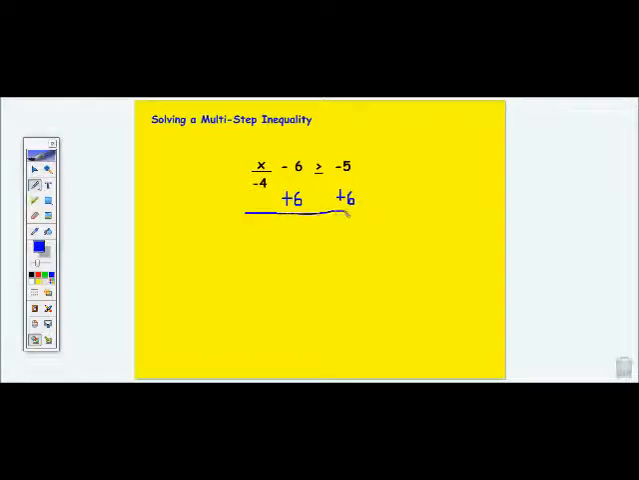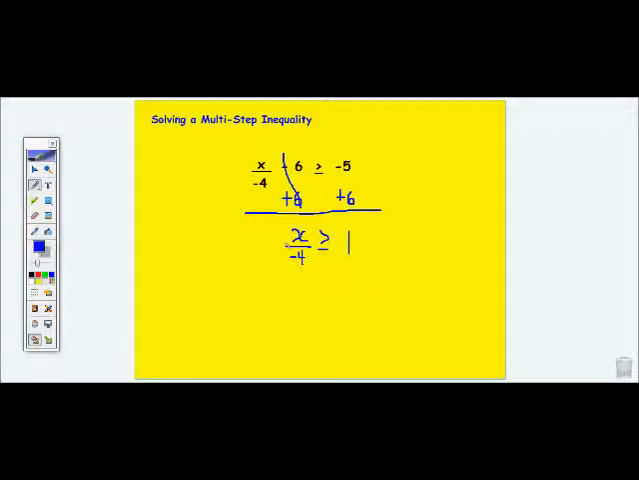Going to make a large equal sign because we're computing going down. Negative 6 and positive 6 cancel each other out. We are left with our variable expression, because x is being divided by 4. No multiplication or dividing has happened yet, so my symbol stays the same. And a negative 5 combined with a positive 6 would leave us with 1.